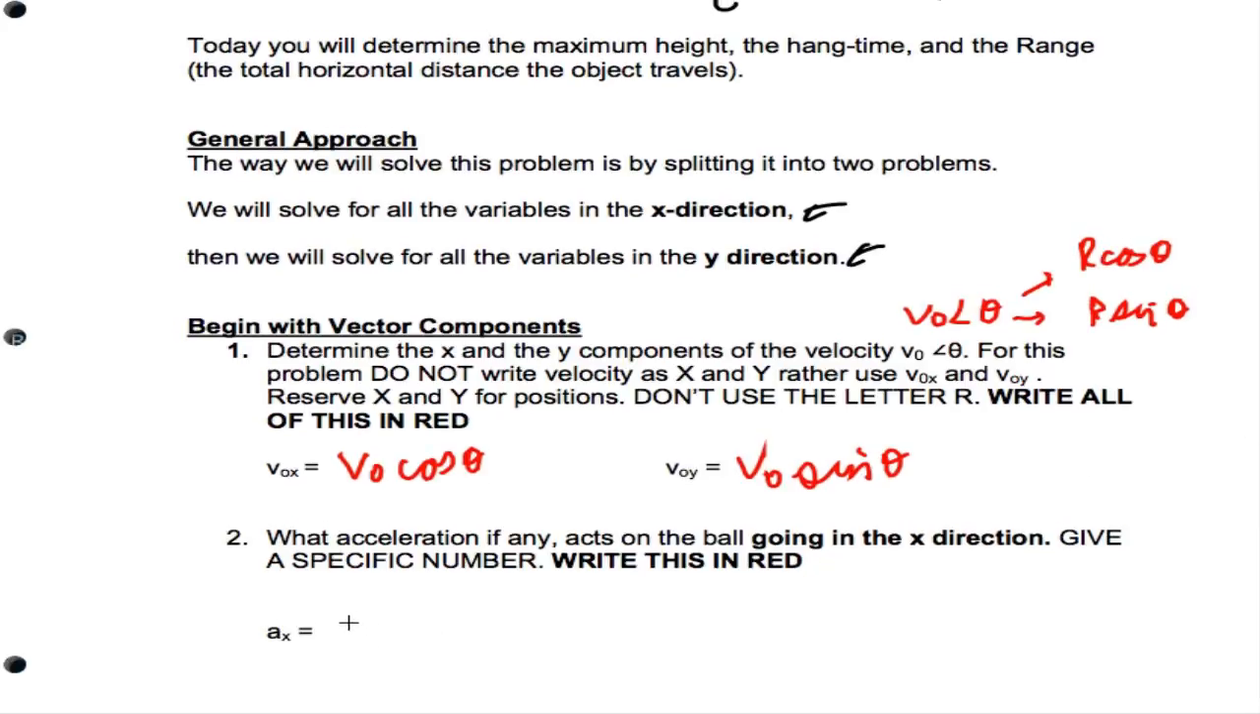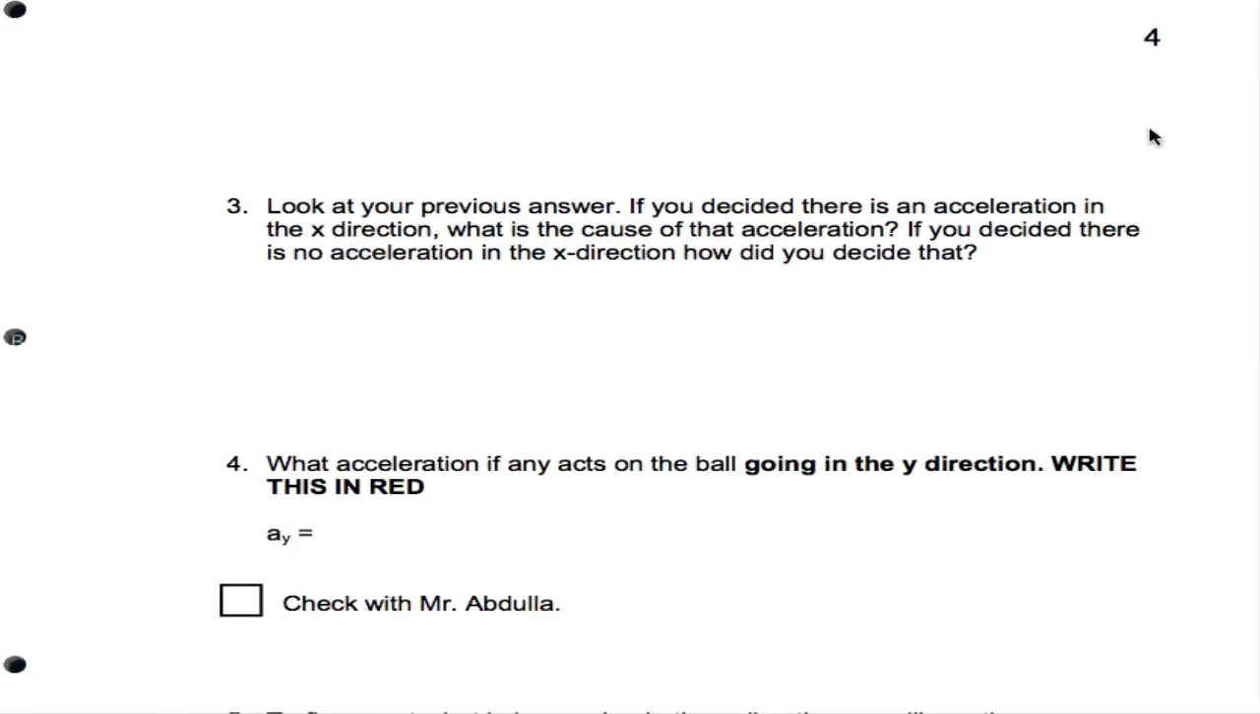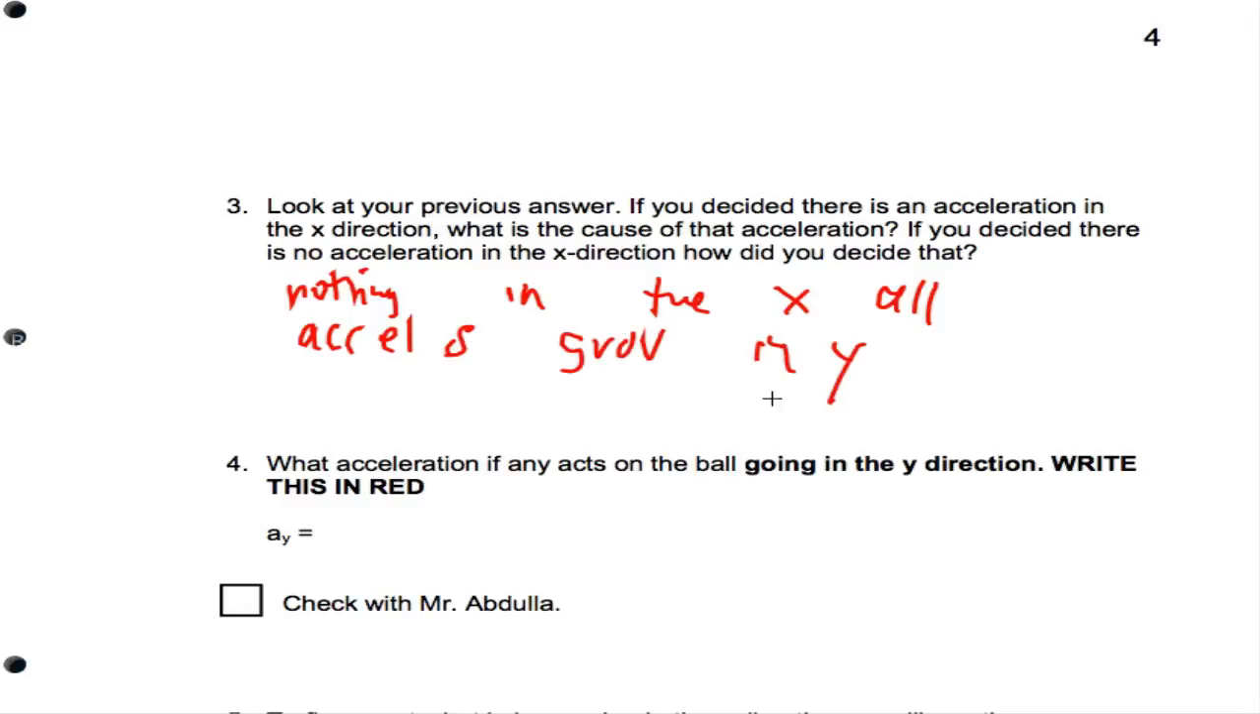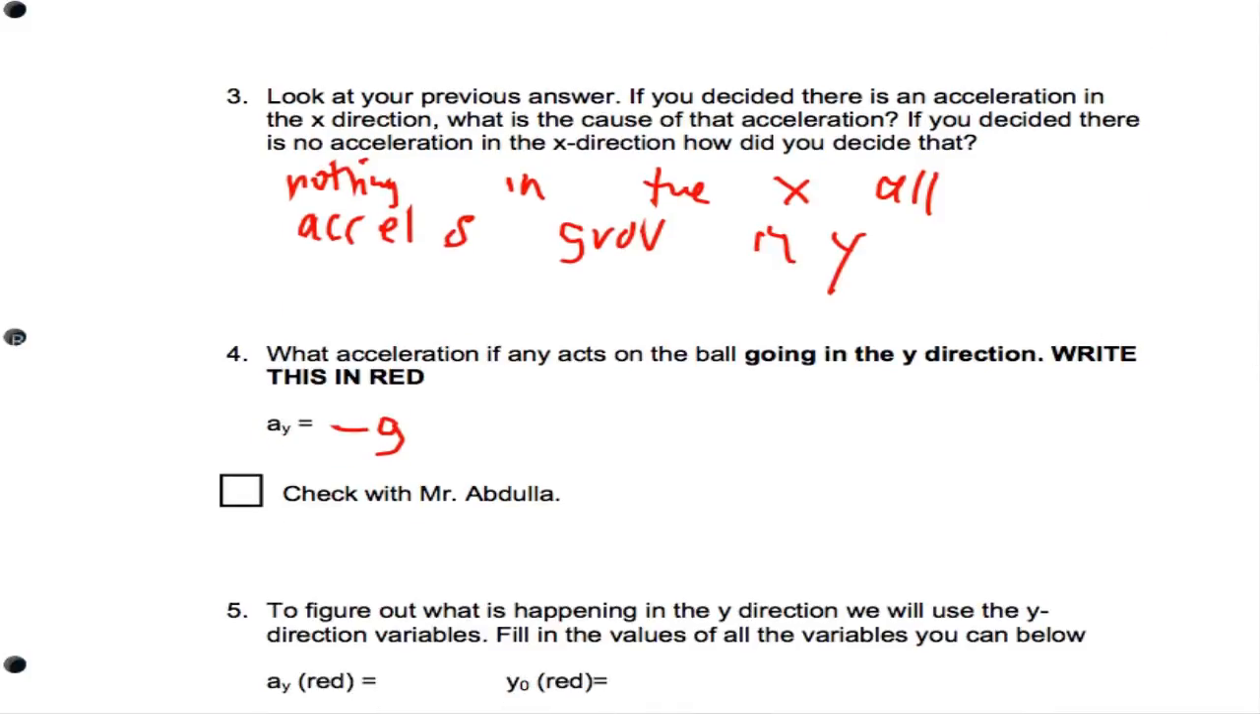Now the acceleration in the x direction is 0. The reason it's 0 is that nothing's going on in the x. So that's how we decided, nothing in the x. All the acceleration is gravity, and that's in the y. So acceleration in the y direction is negative g. Notice I did not write 9.8.